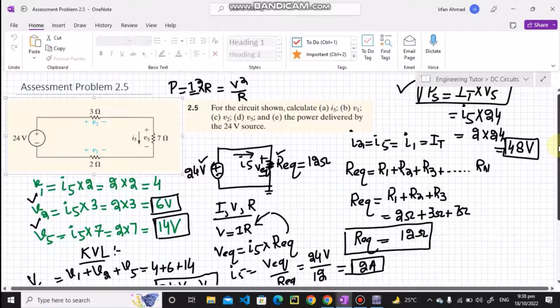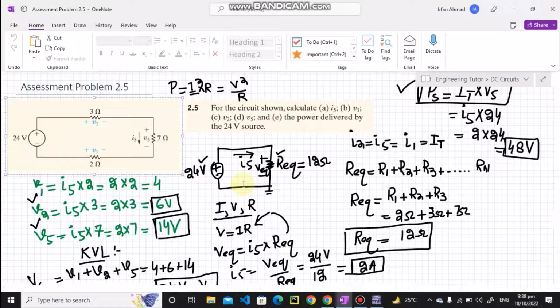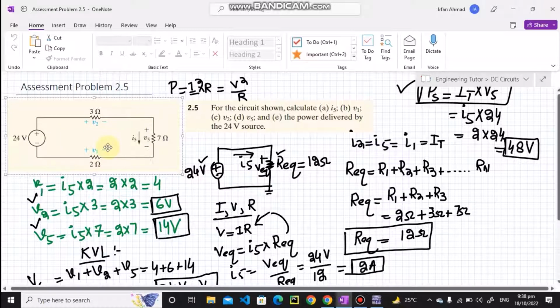Hello guys. In this lecture we are going to talk about the assessment problem 2.5, which we have previously solved, and we are going to discuss its properties and the solution in Multisim. In this circuit we had to find the value of I5, which is the total current, V1, V2, V5, which are the voltages across the different elements in this series circuit, and the power delivered by the 24-volt source.